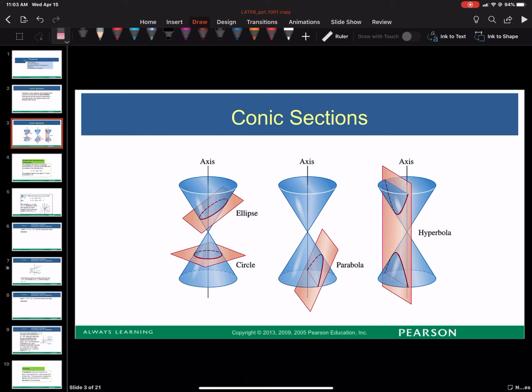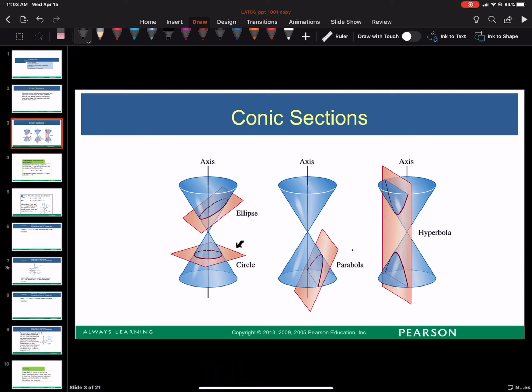If we look at this first one, we see that we have a plane that is doing what? It's slanted with the conic shape, and it makes an ellipse. Now, if we look at the one on the bottom, we notice this one is a circle because it's a what? A flat plane, and it's just going around in a circle.